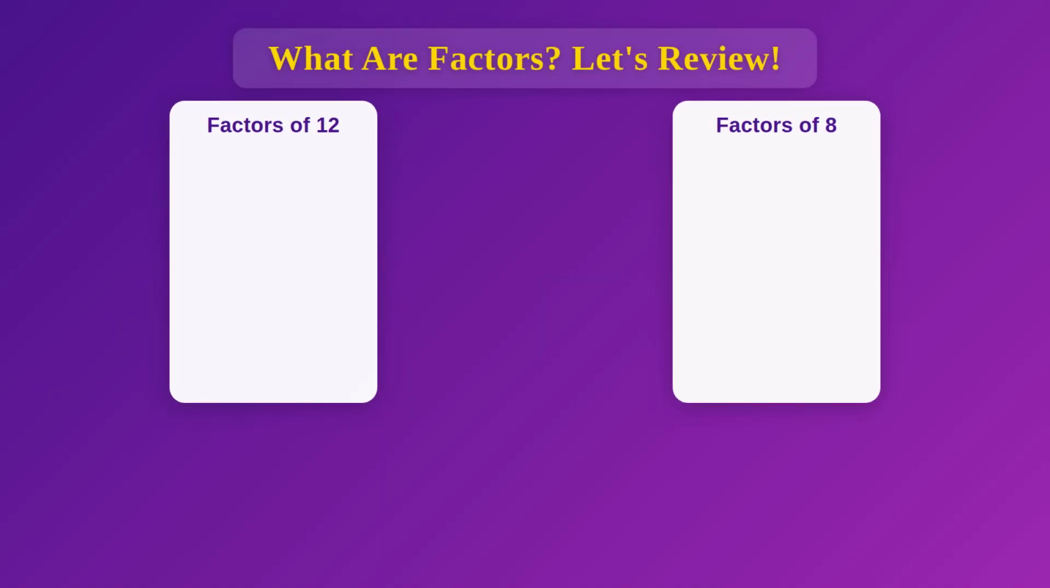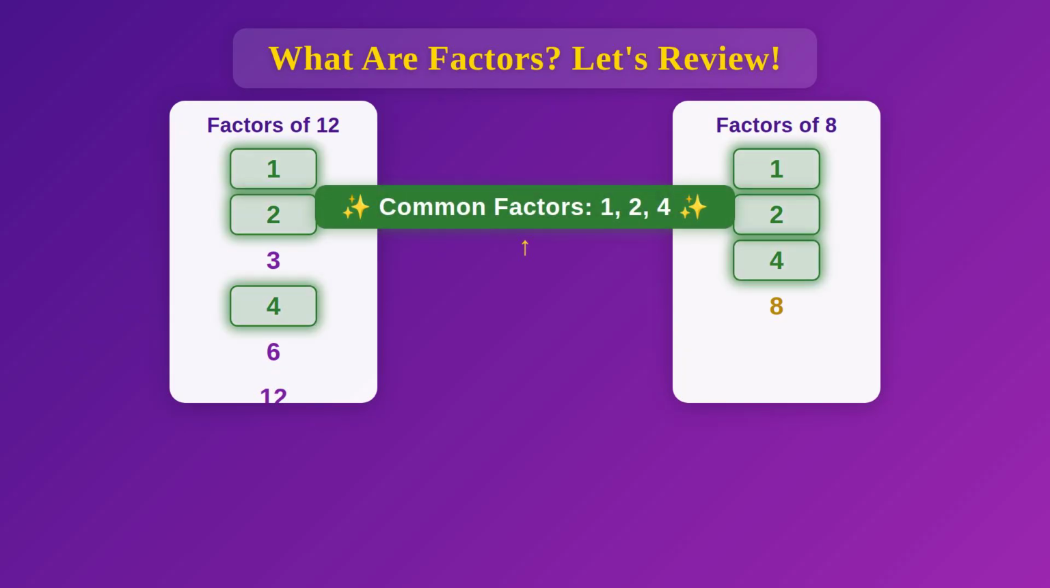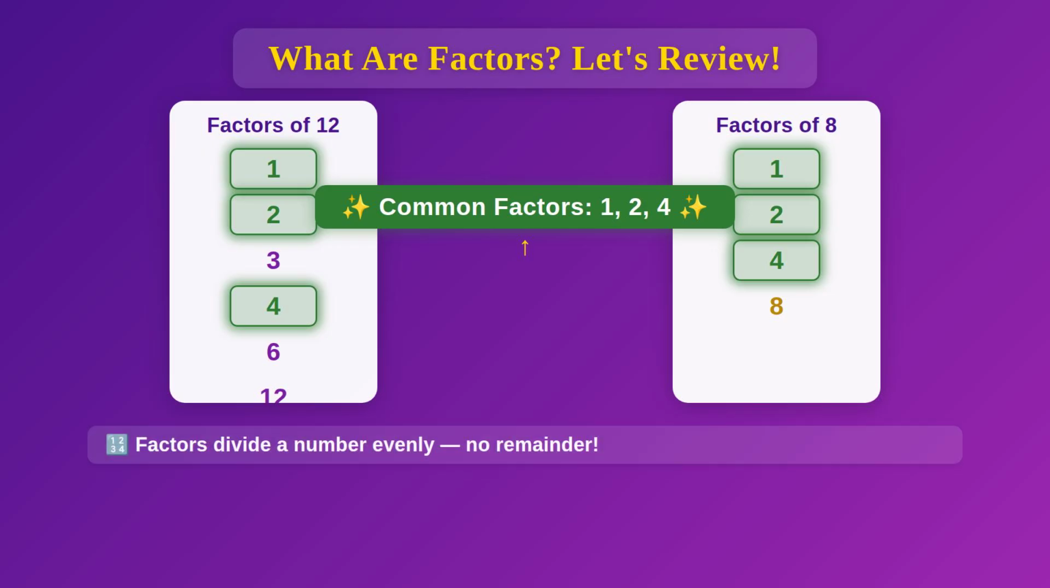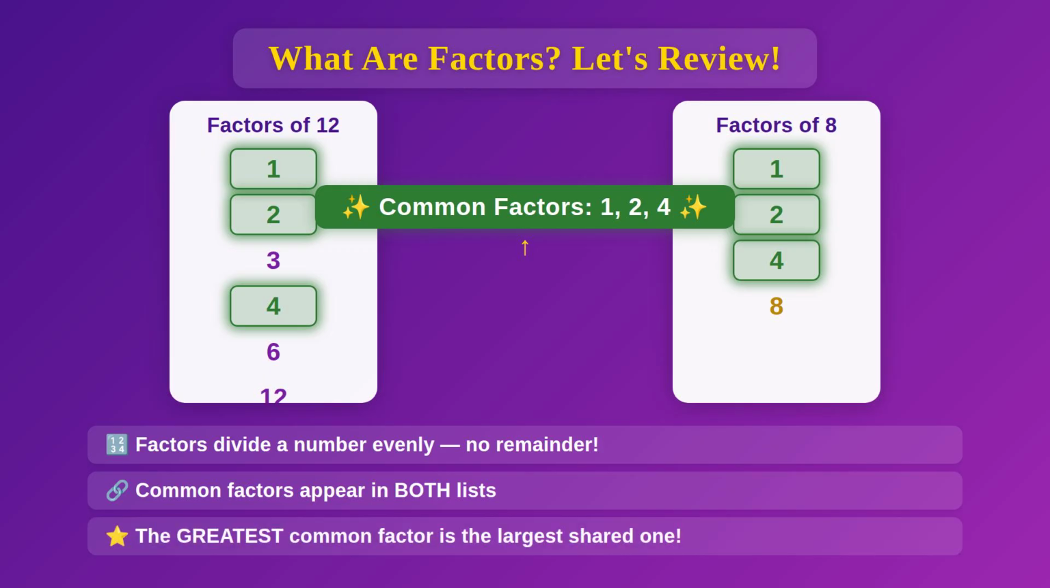To find the GCF, we first need to understand factors. A factor is any whole number that divides evenly into another number. Think of factors as the building blocks of a number. For example, the factors of 12 are 1, 2, 3, 4, 6, and 12, because each of those divides into 12 with no remainder. The factors of 8 are 1, 2, 4, and 8.